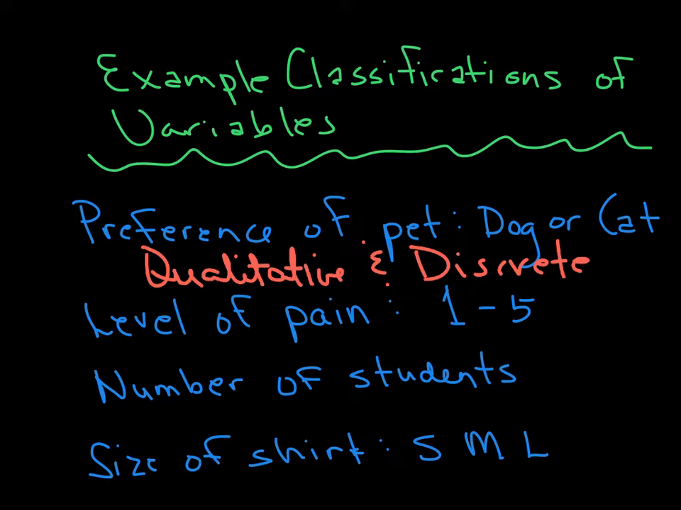Then for the next variable, we have level of pain, and it's 1 through 5. 1 being very little pain, 5 being extreme pain. So these aren't qualitative because there are actually values. If you say your level of pain is 5, that's 4 points higher than if you said 1. So there is a value difference, a quantity difference. So we would choose quantitative.